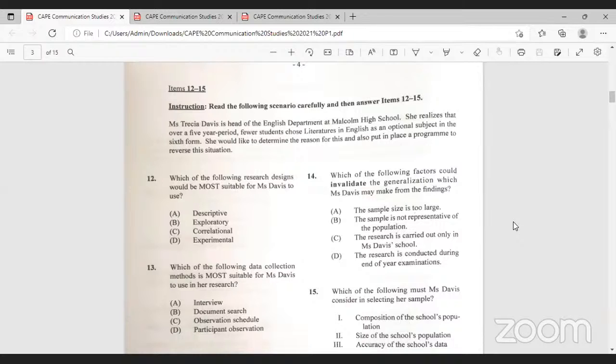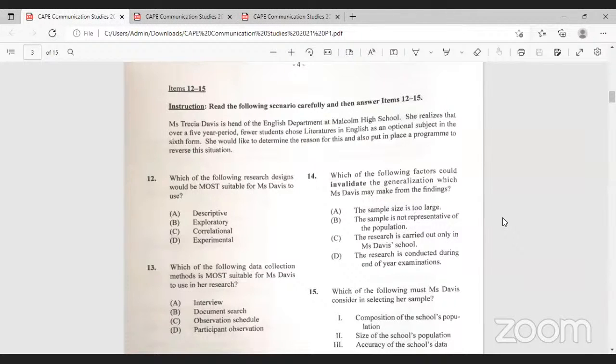12, which of the following research designs will be the most suitable? We went through this for those who are with us with 2020. B, exploratory. 13, which of the following data collection methods is most suitable for her to use? Anybody? Went through it. Interview, document search, observation schedule, participant observation. A. Yeah. And A.